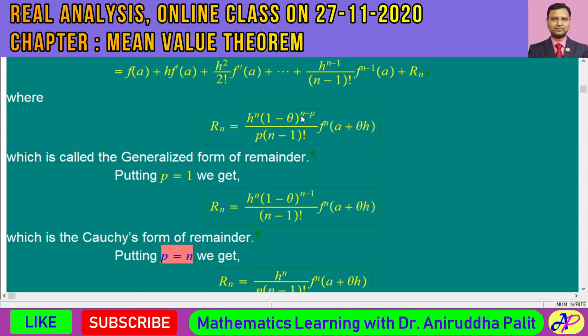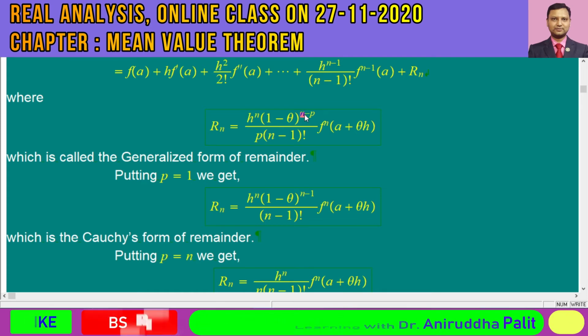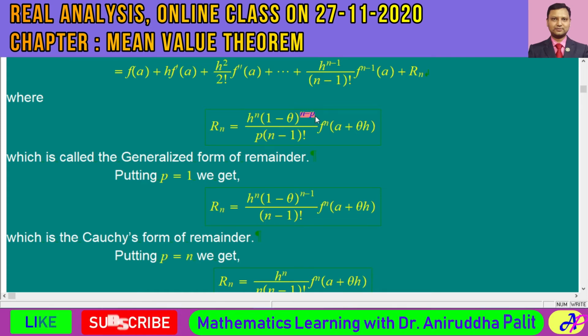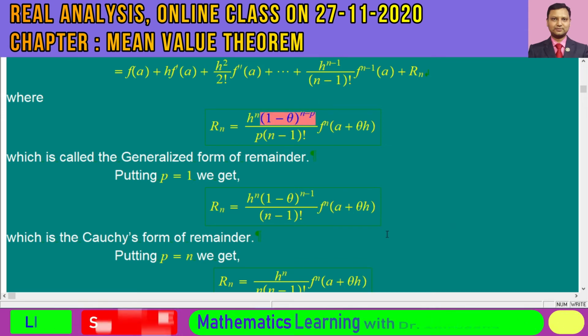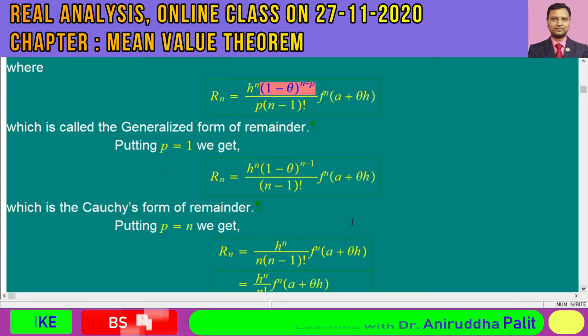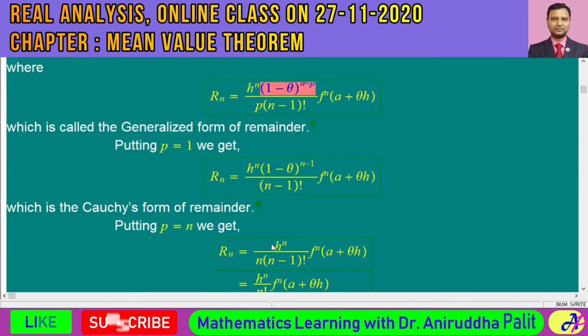If you put p is equal to n, in that case 1 minus theta whole to the power of n minus n, that means 1 minus theta to the power of 0 would appear. That is actually equal to 1. So this kind of expression would not appear in this case.